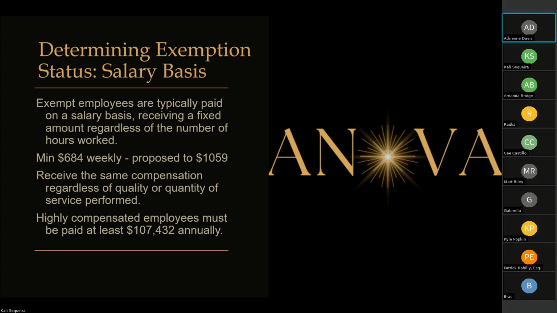Again, recently the DOL has also proposed to increase the highly compensated employee threshold up to over $147,000. Right now, it's $107,000. So again, moving forward, we need to be very mindful of the exemption status for our employees.